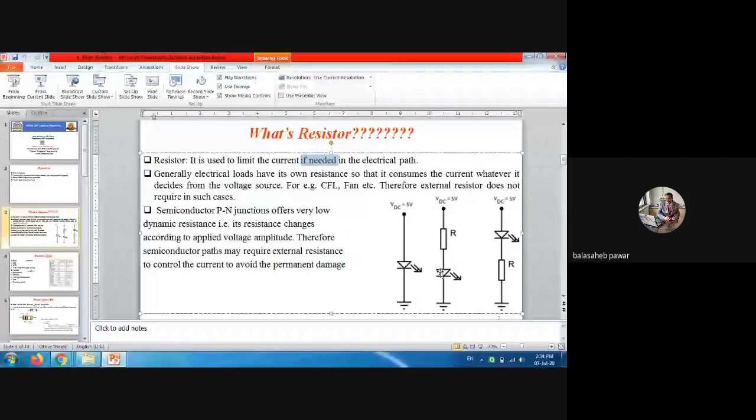Can you calculate it? 40 ohms. 40. 60? 60. 60 ohms.